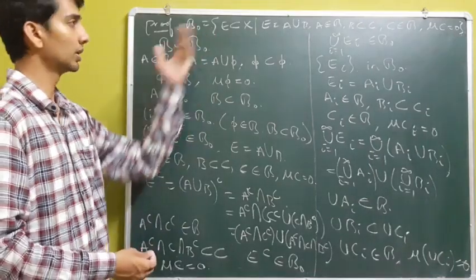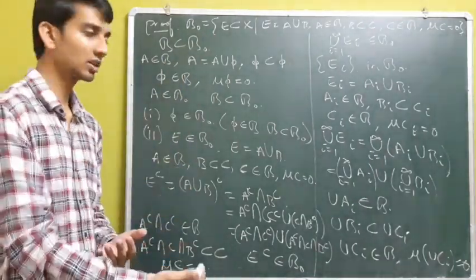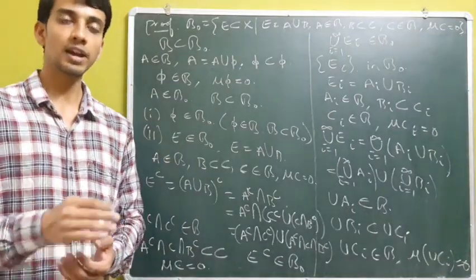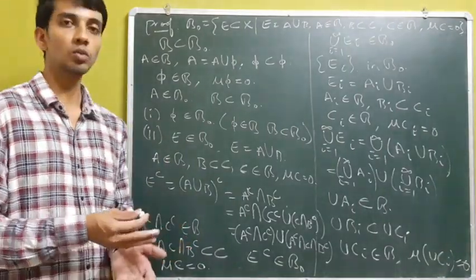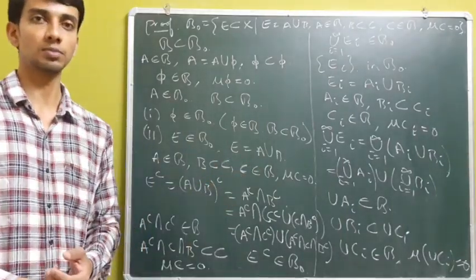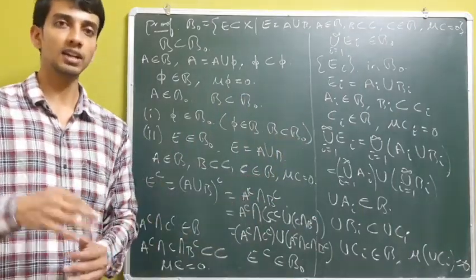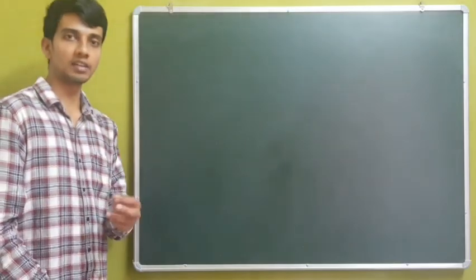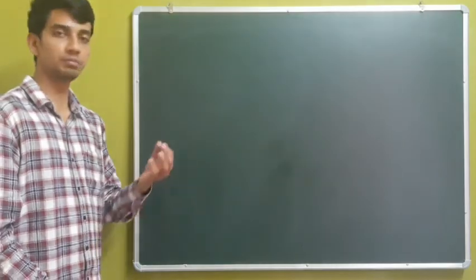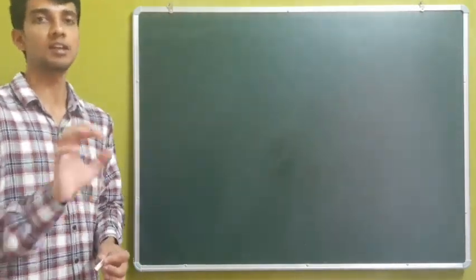So having proved B naught to be a sigma algebra, and defining a measure and proving that to be a well defined measure, then we will get into proving that X, B naught, mu naught is a complete measure space. So now we will define a measure mu naught and show that it is well defined. Next, I will define a measure, say mu naught, and I will prove that it is well defined, and then we will prove that it is a measure.